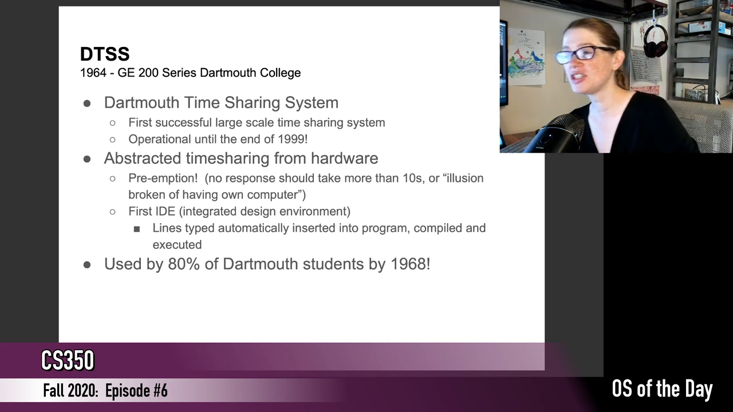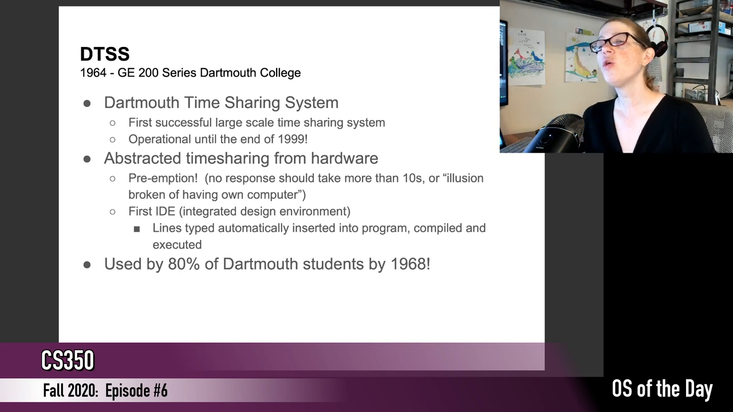So the Dartmouth time sharing system, this was really the first successful operating system to use time sharing. Now, they had this desire that no response for any of the users should take more than 10 seconds because they really wanted to provide their users with the illusion that you have your own computer. And at the time, 1964, a 10-second response was really, really fast.